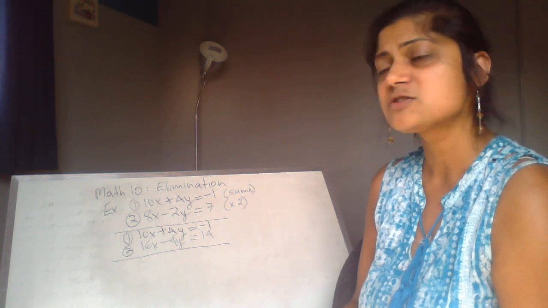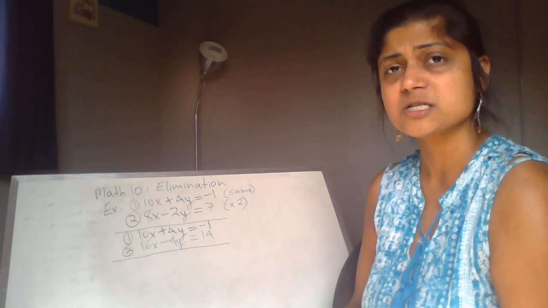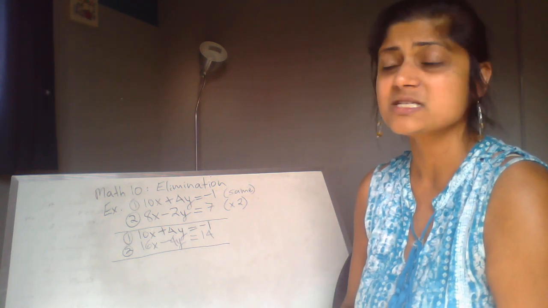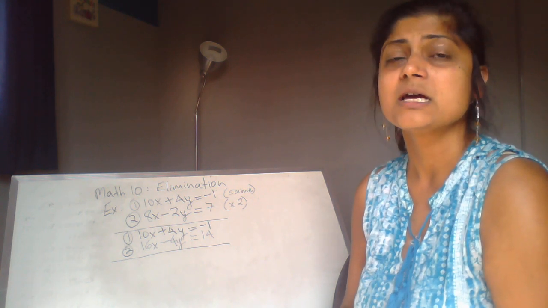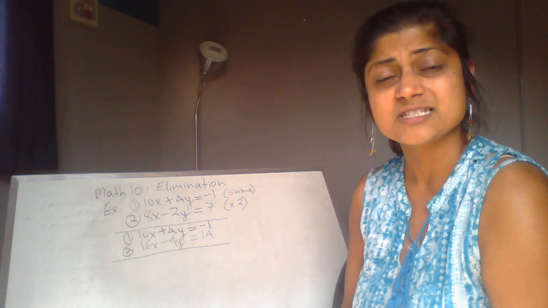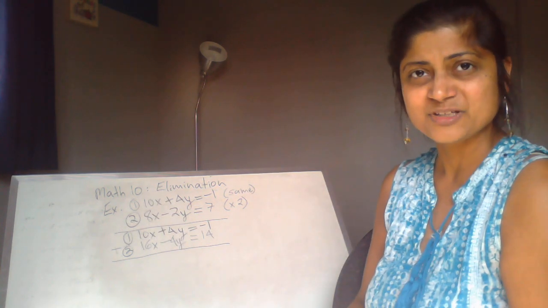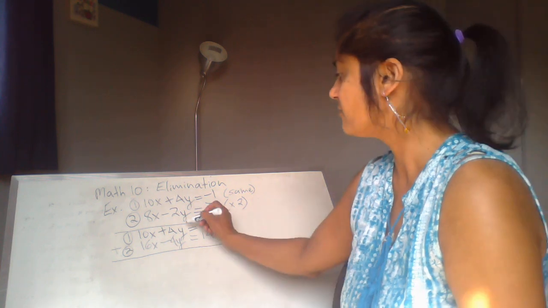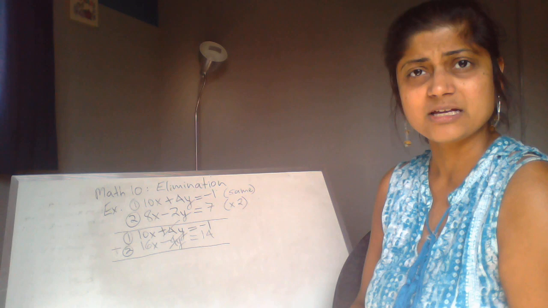So now if you're looking at these two equations, I notice for the y's, the first one is plus 4y and the second one is minus 4y. So anytime you have two equations where the numbers are the same and the signs are different, I can add both of the equations together, because the plus and the minus values are going to cancel out. So it looks like this.